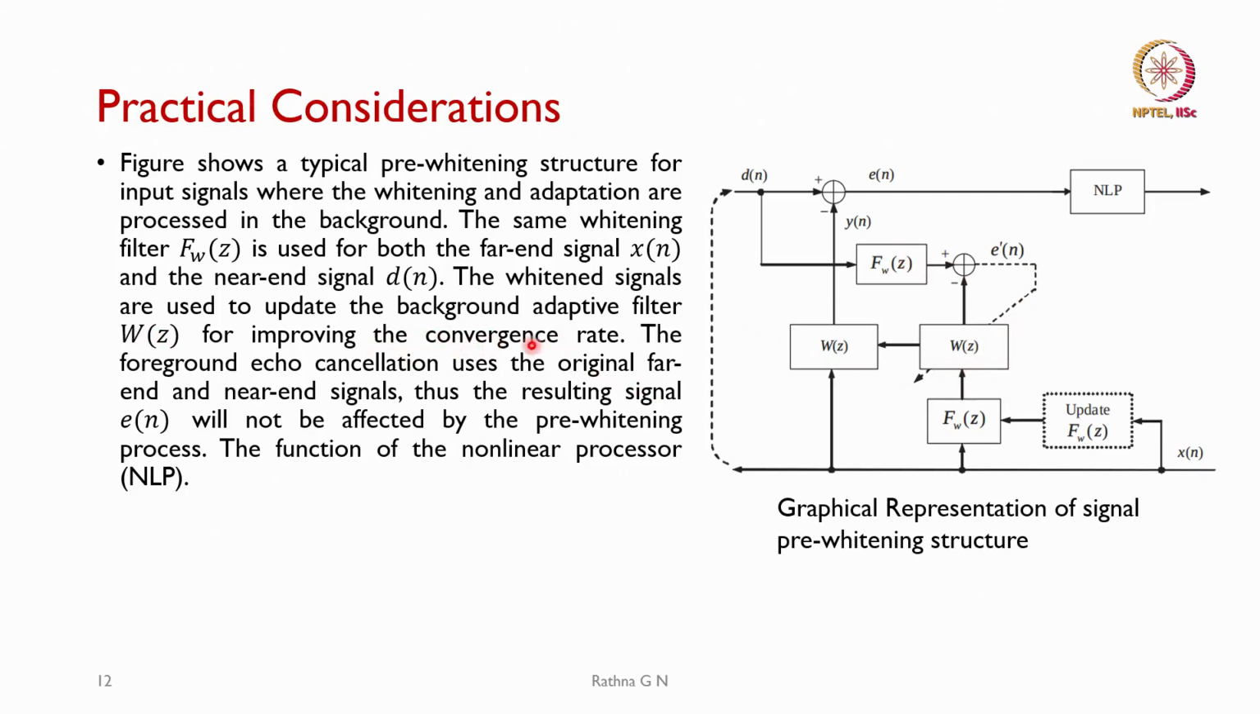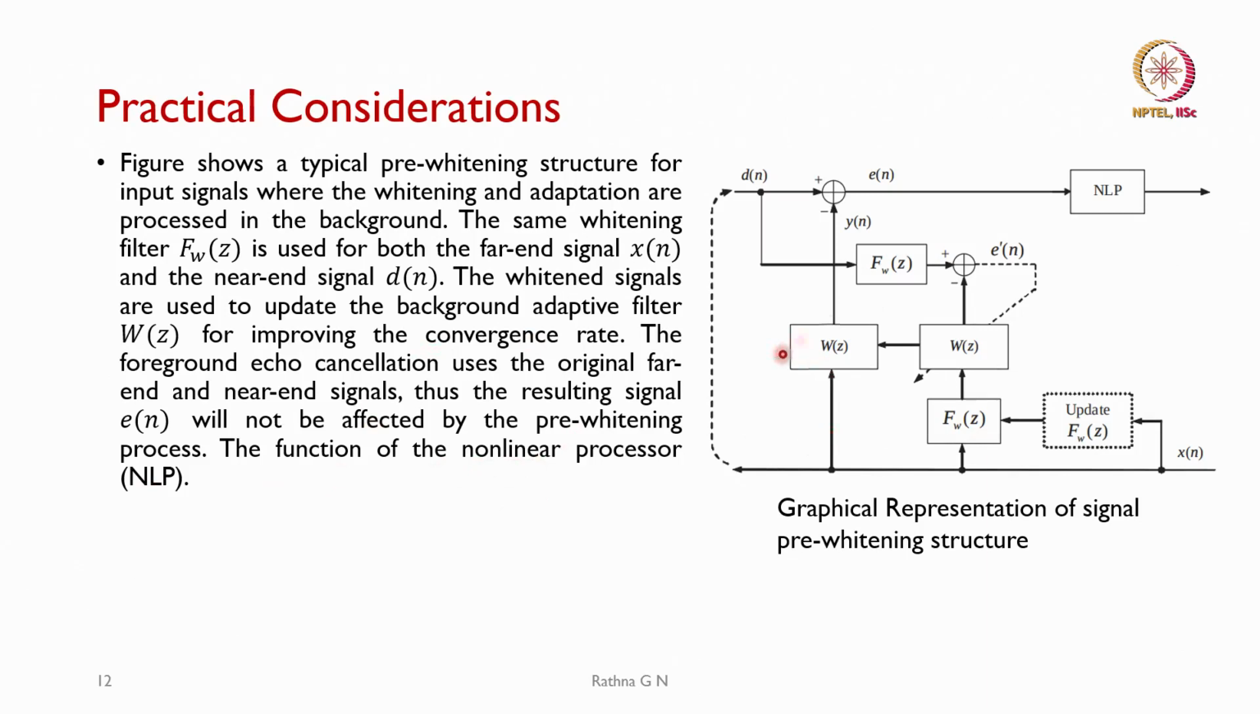For improving the convergence rate, the foreground echo cancellation uses the original far end and near end signals. Thus, the resulting signal e(n) will not be affected by the pre-whitening process. So, the function of the nonlinear processor will be used for this effectiveness.